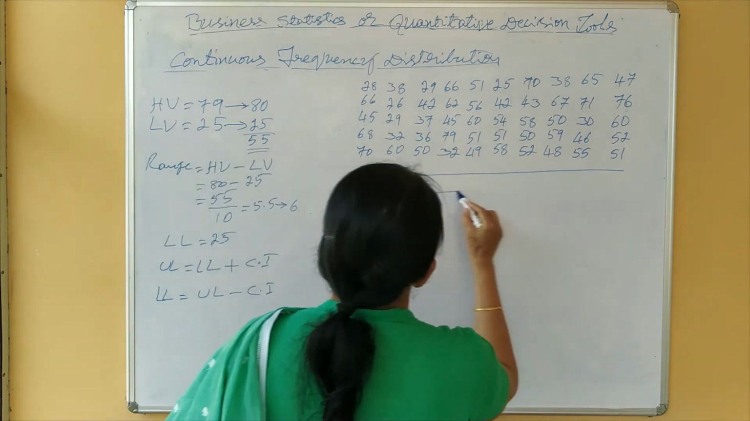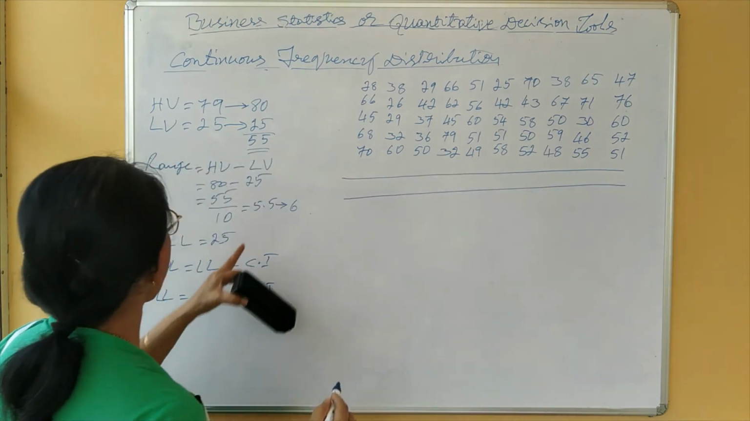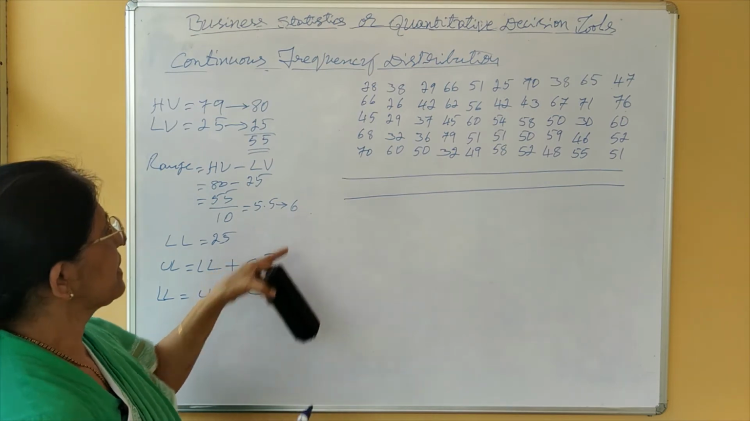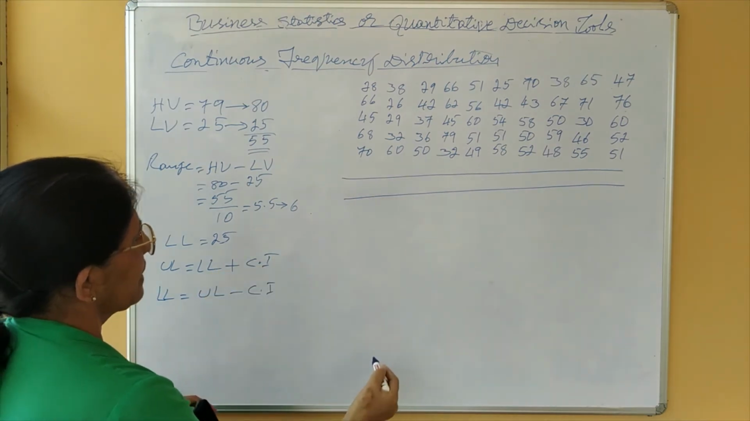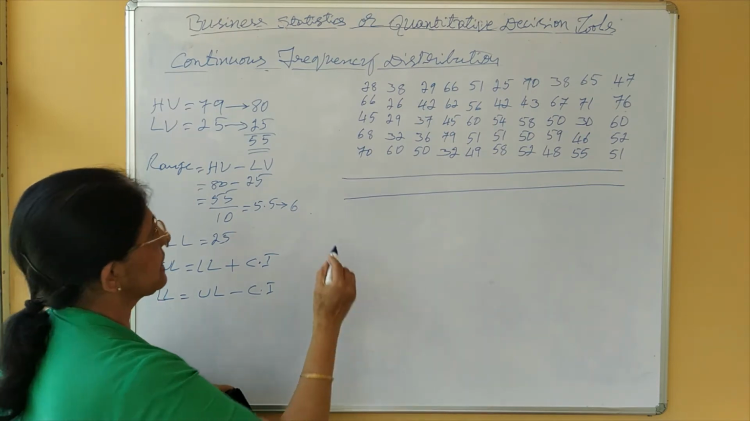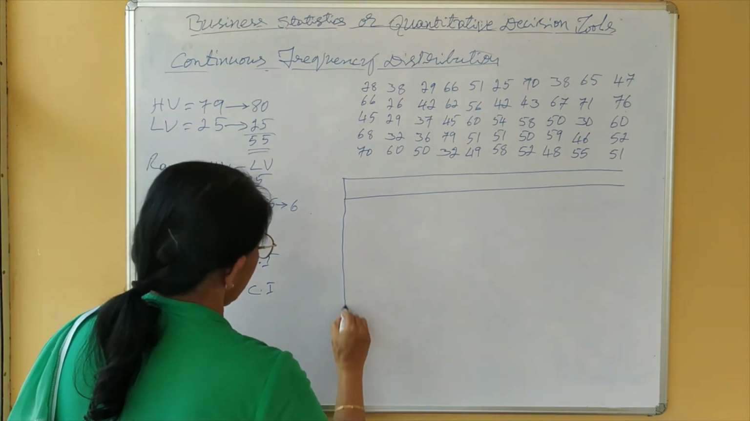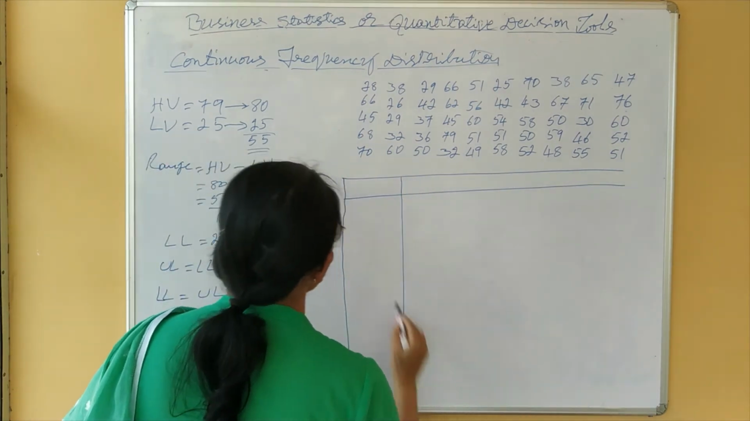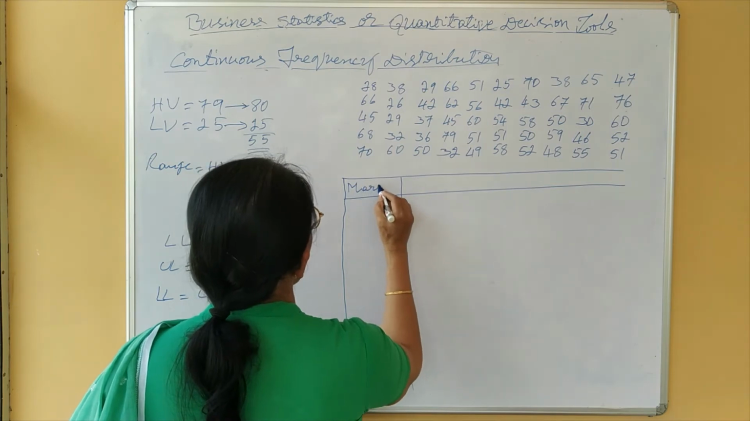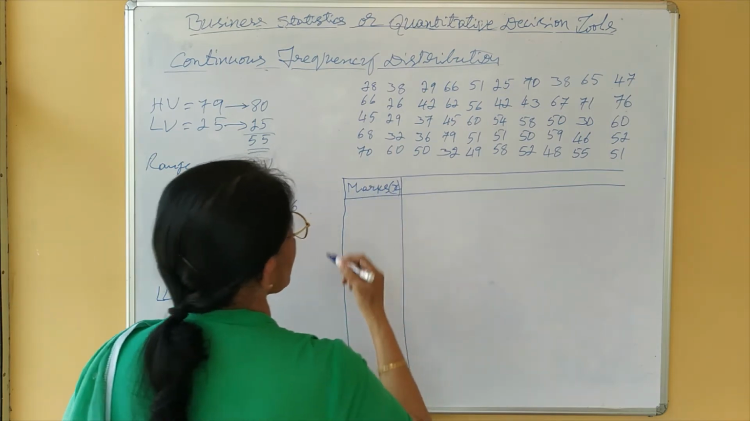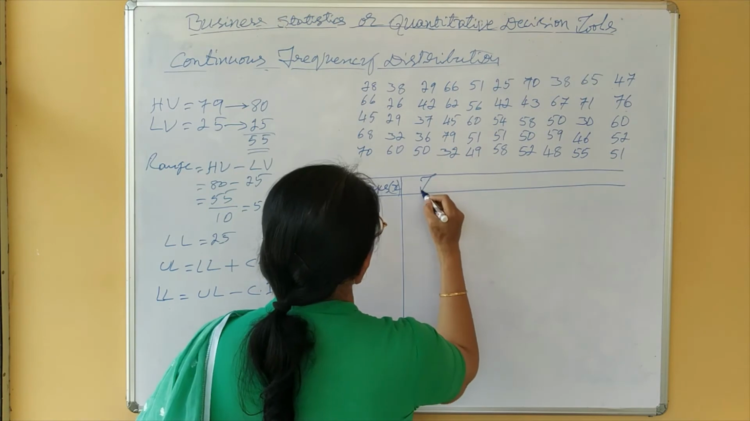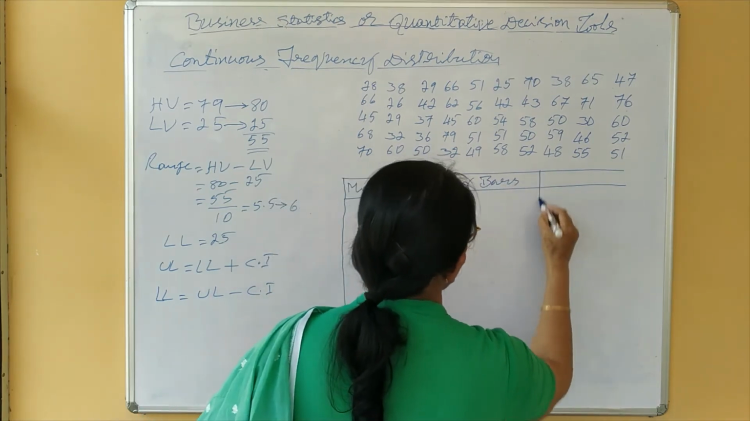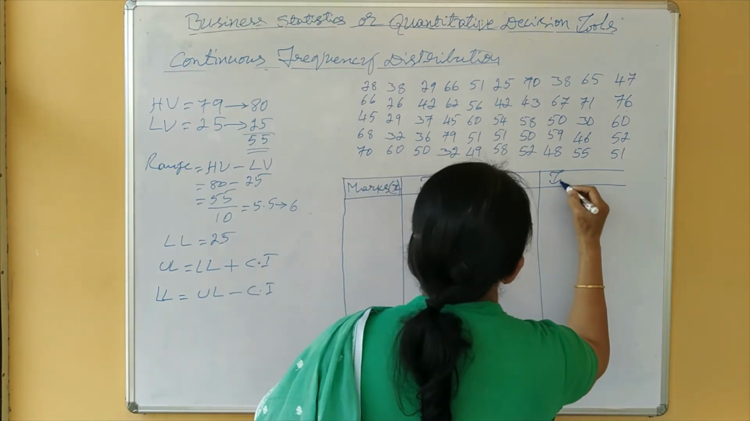Now here the number of classes is 6, plus 1 for total, so here we have to take 8 rows. Here the first column is marks, that may be taken as X, then tally bars and total.